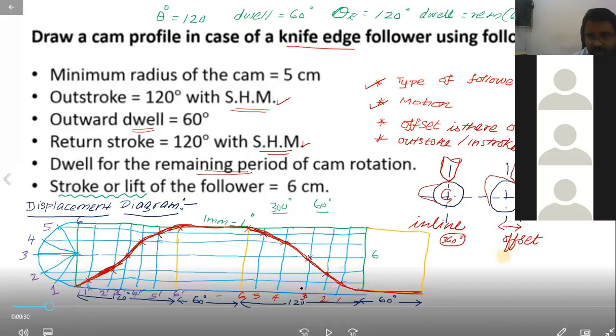This is theta r, no? Return stroke. So each point is 1 centimeter apart here. Which one? Each point is this difference? Yes, sir. 1 to 20 degrees. This 6 to 5 is 20 degrees. 6 divisions, no? 20 degrees. Then in our scale it is 10 mm. One division is 20 degrees. So in our scale it is 10 mm.